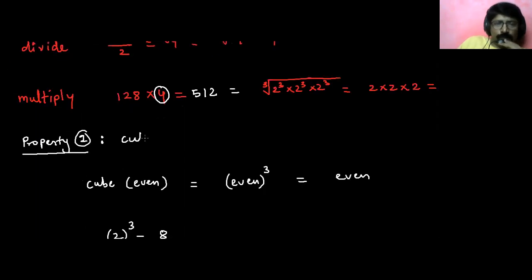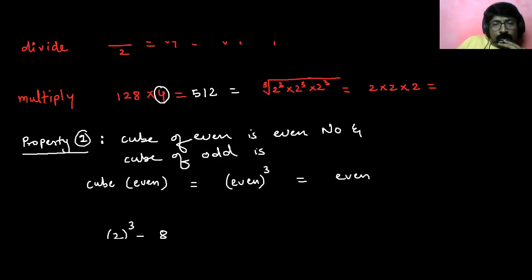You can simply write it in this one line. Cube of even is even, cube of odd is odd. Simply write down this one sentence, and that's property number one. Cube of odd is odd and cube of even is even. Cube of even is an even number, and cube of odd is an odd number. I hope you understood this property. This is a very simple property, isn't it?